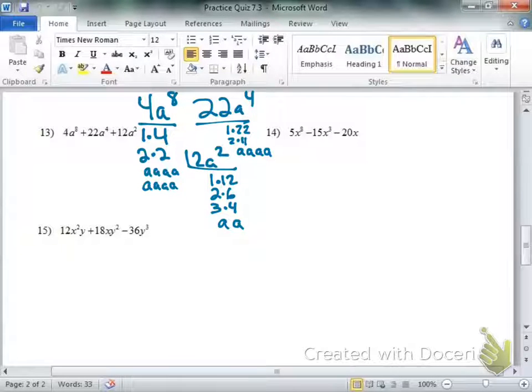What is my GCF? 2a squared. A squared, very good. You can see they all have 2 a's. Some of them have more, but they all have 2.